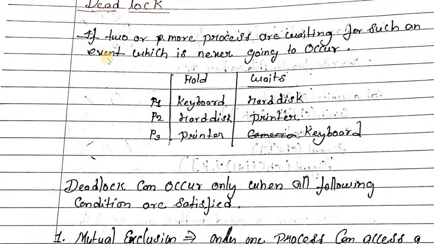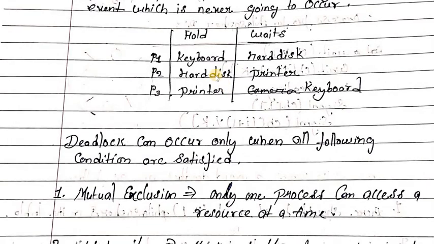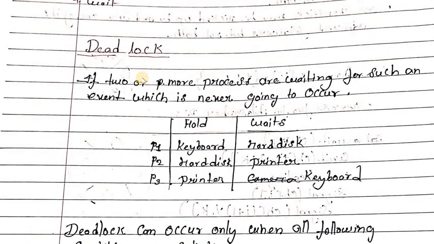Deadlock means that two or more processes are waiting for some event which is never going to occur. Okay, so let's take an example to understand deadlock.